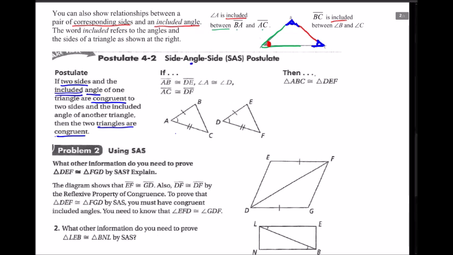Now, order again, you know, is important. So let's look at our 2 sides here. Right? We've got our 2 congruent sides. And then where is angle A? Angle A is between those congruent sides. It is included between those congruent sides. This is extremely important.